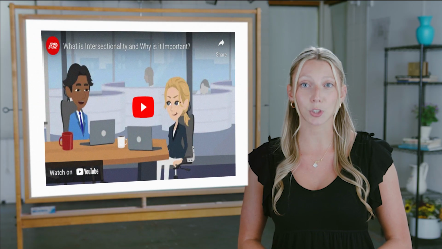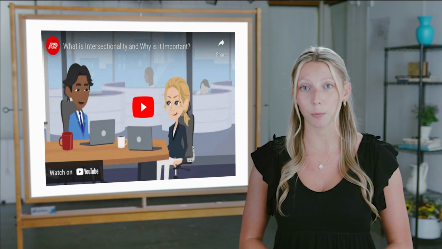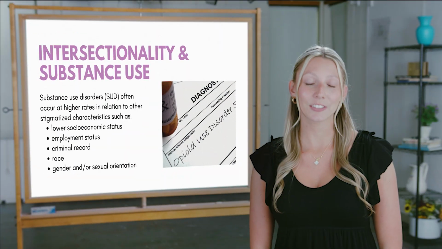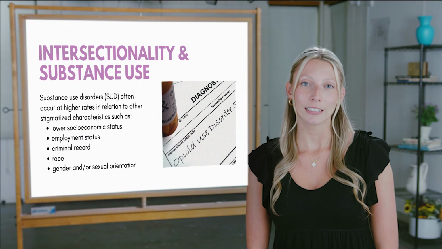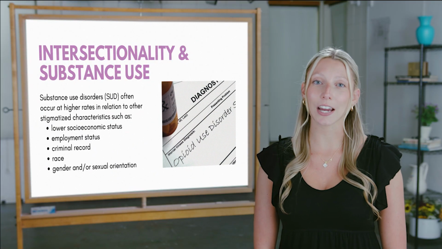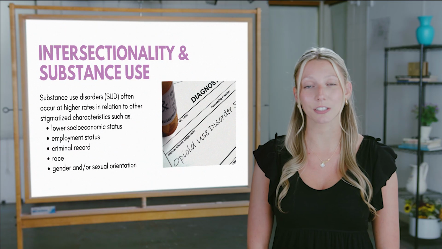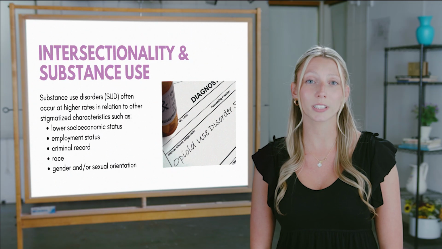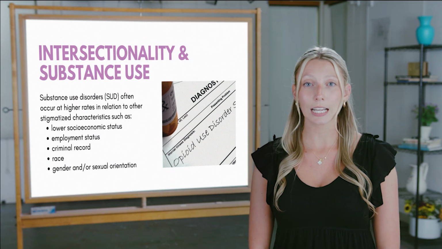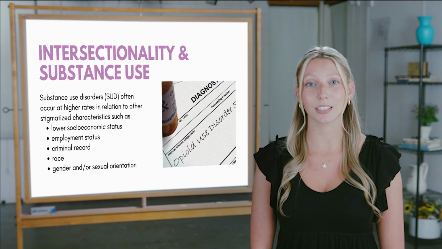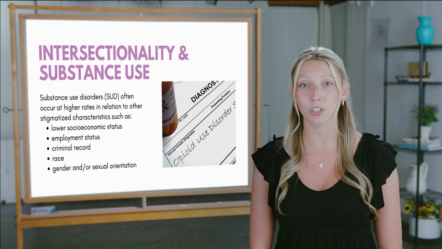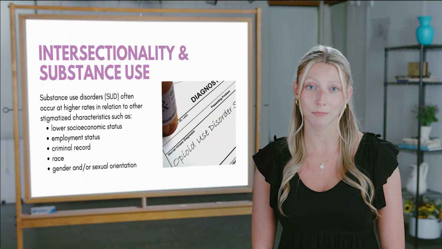At this time, there's a short video on intersectionalities in the PowerPoint that you can choose to show and further explain what intersectionalities are. Intersectionality and substance use disorder. Substance use disorders often occur at higher rates in relation to other stigmatized characteristics, such as lower socioeconomic status, employment status, criminal record, race, gender, or sexual orientation. When discussing substance use, isolating each of these conditions fails to address stigma and undermines the complexity of trauma caused by injustice and discrimination in our society.